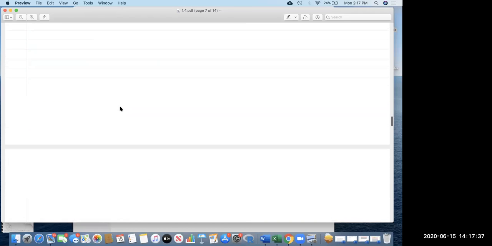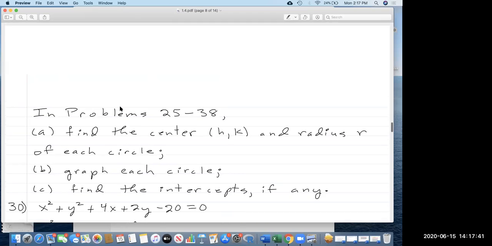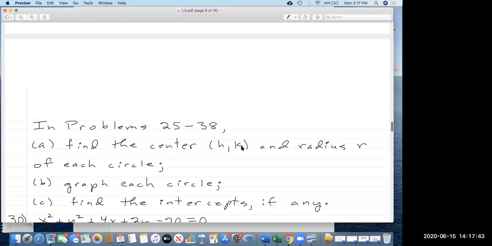Okay. So in order to find the center of a circle, I'm going to have to complete the square. So if you remember back in your previous math classes, you're like, why did they teach us to complete the square? It's easier to use the quadratic formula. Well, it's because of this sort of thing.